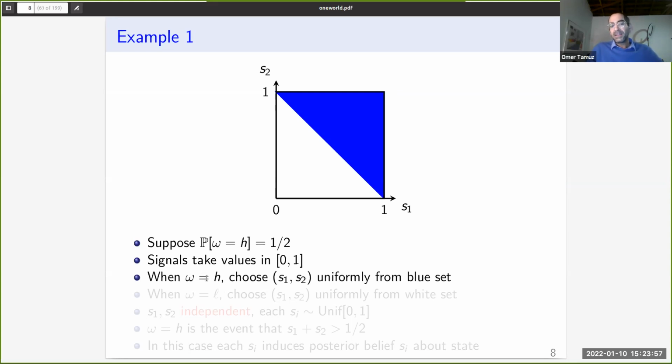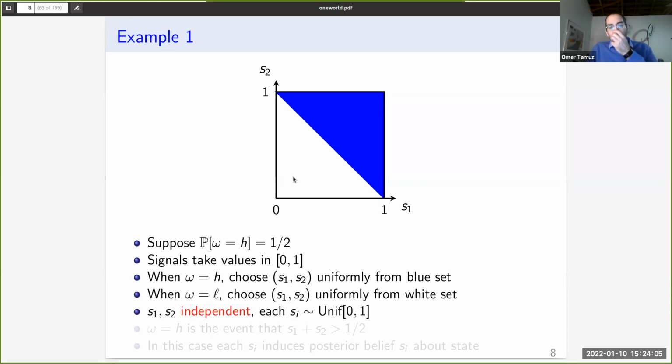First, I'll pick the state. When it's high, I choose S1, S2 uniformly from the upper triangle. When it's low, I choose it from the lower triangle. Either way, S1 and S2 are independent, and each one is uniform on 0, 1. And omega equals h is the event that S1 plus S2 is bigger than a half.